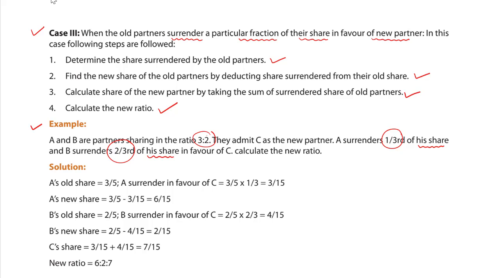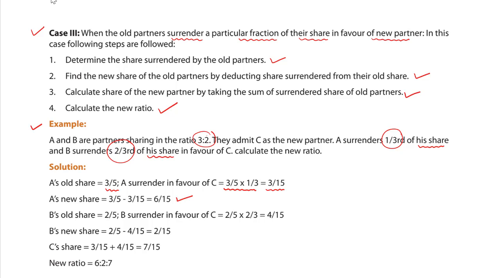Calculate the new ratio. I believe you understood the question. A's old share is 3/5. A surrenders 1/3 of 3/5, that is 3/15. A's new share: old share 3/5, share surrendered 3/15. 3/5 minus 3/15 is 6/15, which is the new share of A.